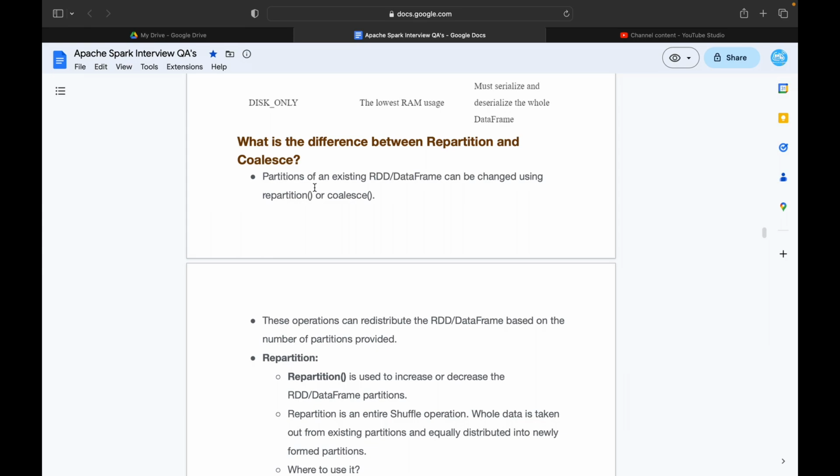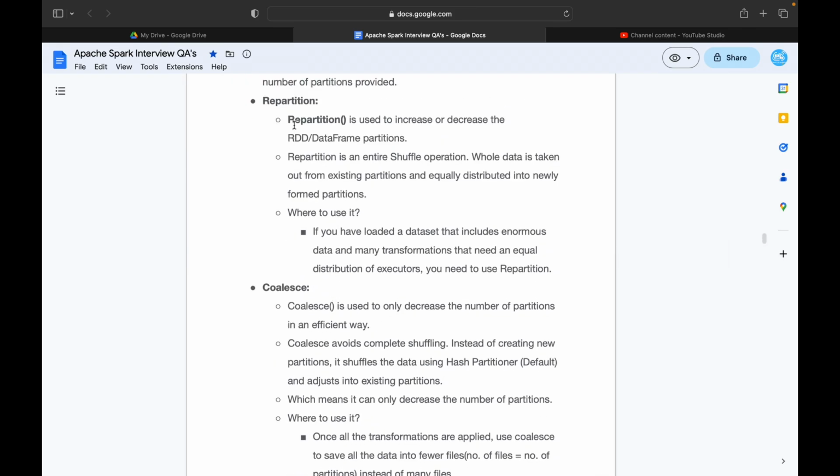So partitioning of an existing RDD or data frame can be changed using repartition or coalesce. Basically both repartition and coalesce will help us to do the partitioning of an existing RDD or data frame. These operations can distribute the RDD or data frame based on the number of partitions provided. First, we will try to understand what is repartition, followed by coalesce.